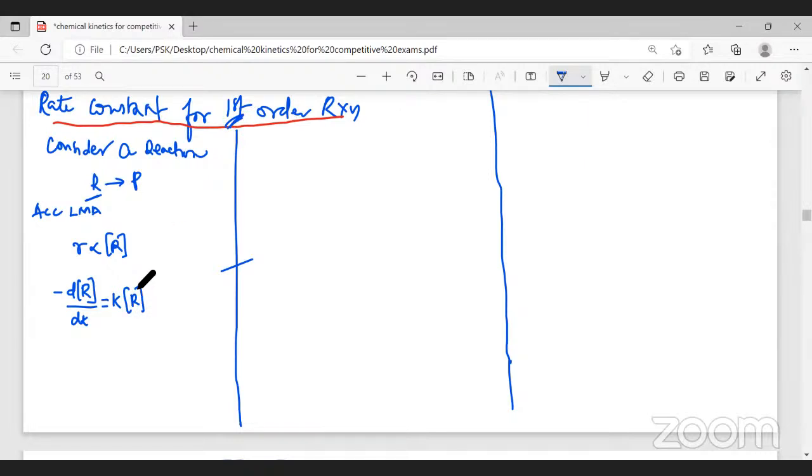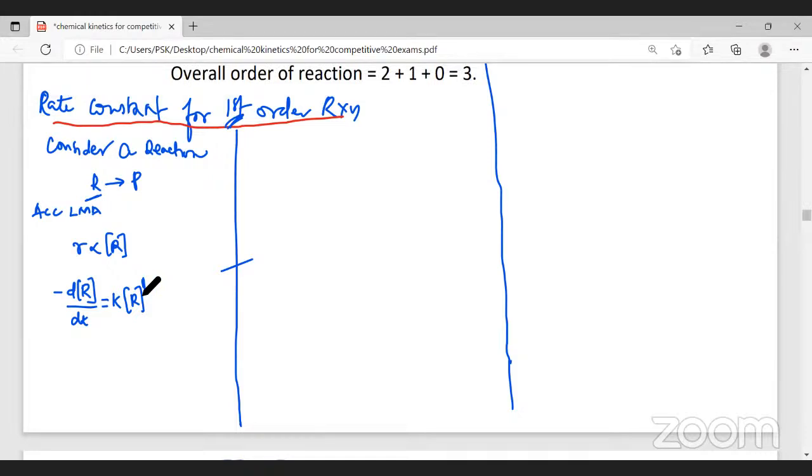First order. Therefore, the power should be written as what? 1. In zero order reaction, do you remember that we had written R to the power 0 because it was a zero order reaction. Now we will rearrange the terms. We will write minus change in concentration of the reactant, and bring R to the denominator, that is, dR by R is equal to minus K into dt.